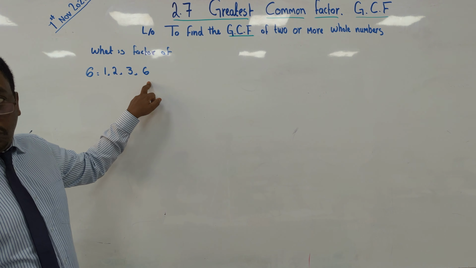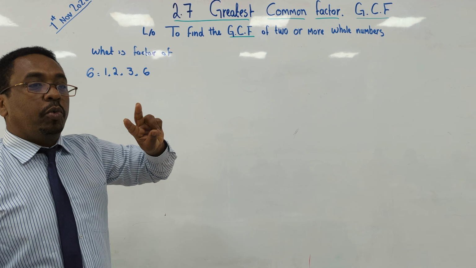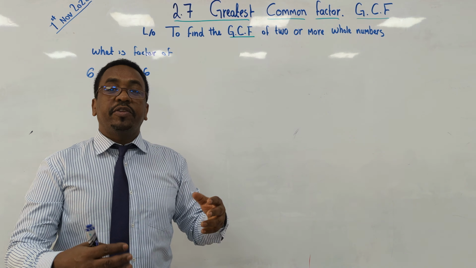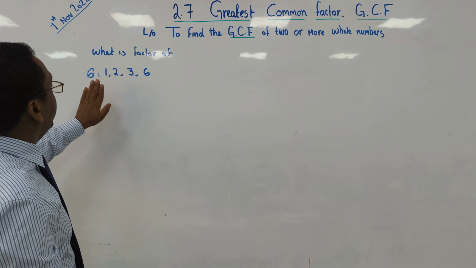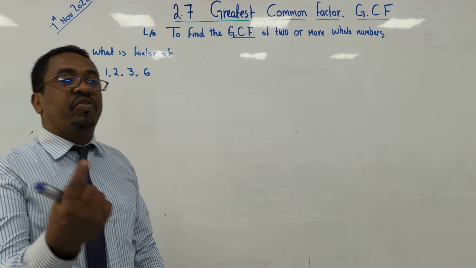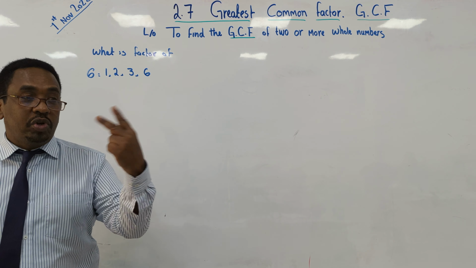So the thing we will be learning today is to find the greatest common factor of 2 or more numbers. So instead of asking you to find the factors of 6 or just giving you one number, I will give you 2 numbers. Can you find the greatest common factor of 6 and 8? So now all you have to do is write down 8.